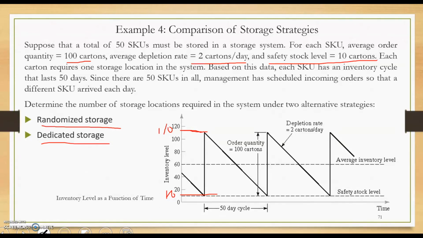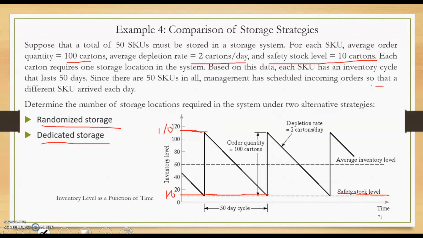Based on this data, each SKU has an inventory cycle that lasts 50 days. Since the depletion rate is 2 cartons per day, after 50 days it will reach the safety stock level. Since there are 50 SKU in all, management has scheduled incoming orders so that a different SKU arrives each day. So determine the number of storage locations required in the system under two alternative strategies.